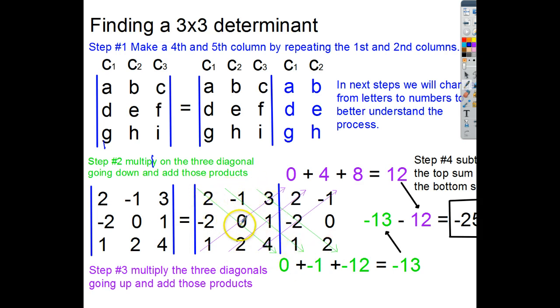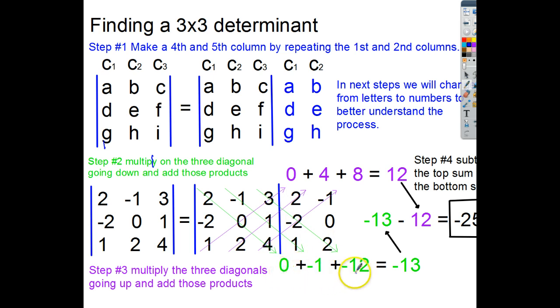So we're saying 2 times 0 is 0 and 0 times 4 is 0. It's always add. Do the next column. -1 times 1 is -1, and that times 1 is -1. It's always add. 3 times -2 is -6. -6 times 2 is -12.